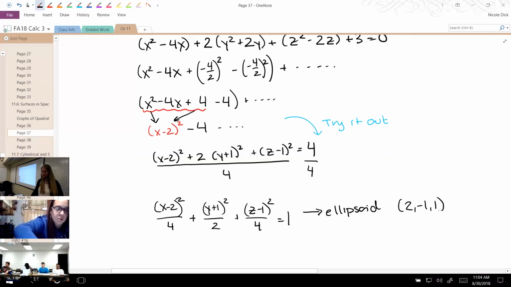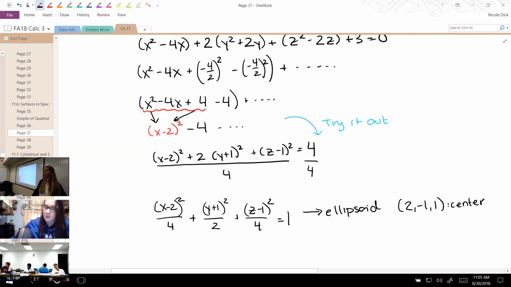Because it's just like a circle. Yeah, so just like you do with the equation for a circle, x minus whatever that thing is you're subtracting, that's going to be your center. So 2, -1, since we're adding 1, 1. So that's the center of my ellipsoid. Okay. Let's mark that this is the center.